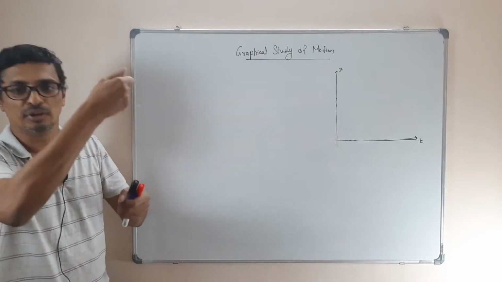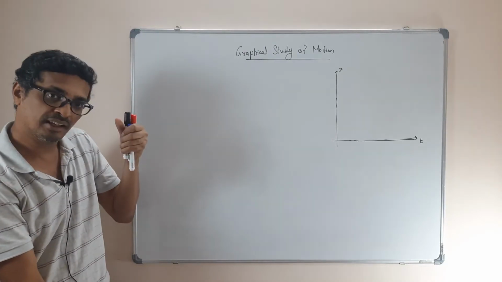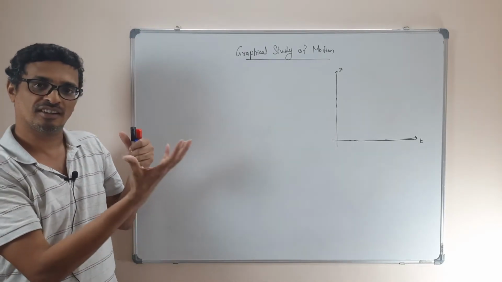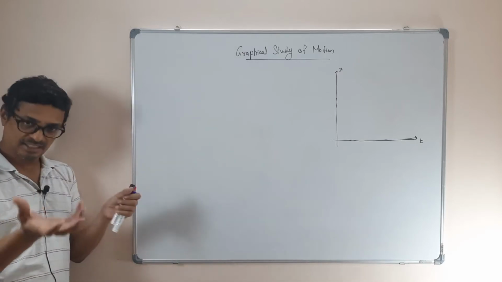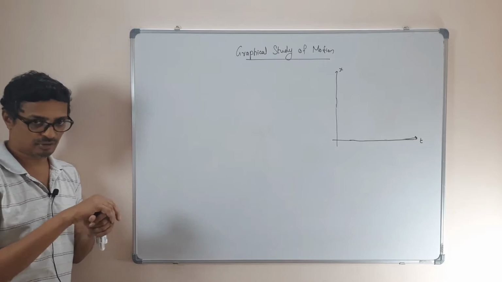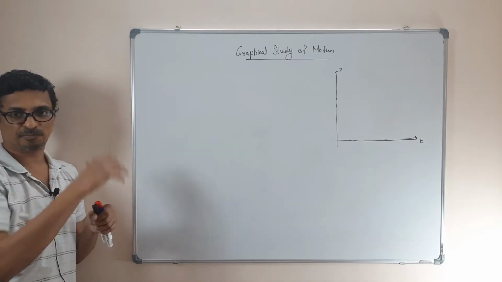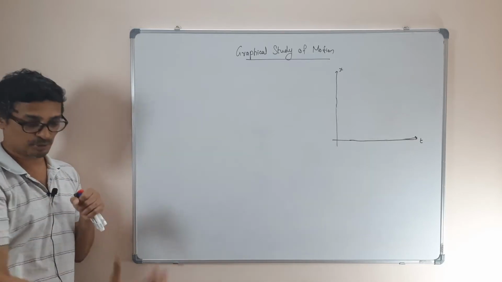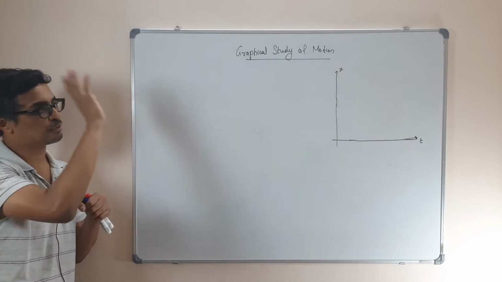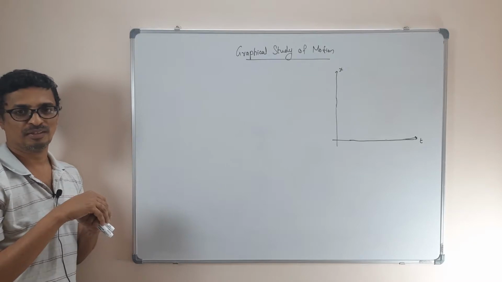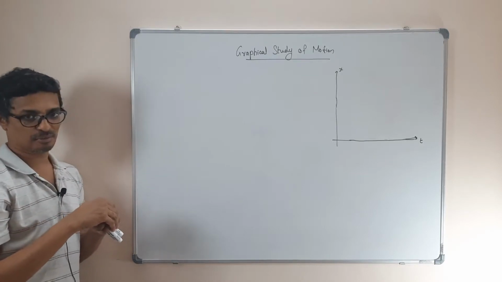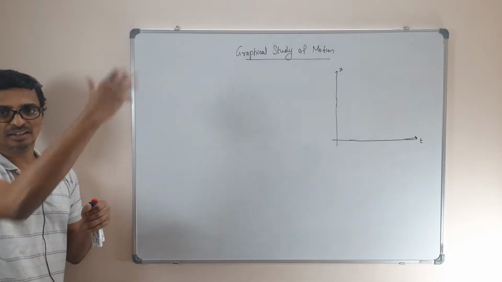So if I am pulling in such a way that the movement is at constant velocity, it means equal displacements in equal intervals of time. It is moving at a constant velocity. How will you plot that motion graphically? How will you do that? It will be a straight line from the origin. Good. If you are going from 0 to here, a straight line from the origin.